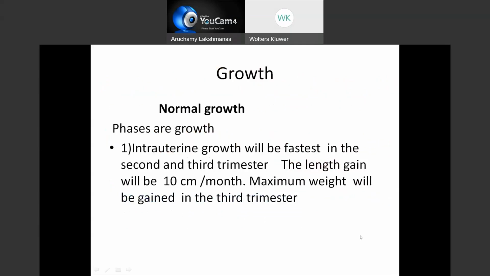In normal growth, there are various phases. Intrauterine growth will be fastest in the second and third trimester. In the first trimester, there is only multiplication of cells. From the 2 cell stage, they will become millions of cells. In the second trimester, the cells will increase in size as well as number. In the third trimester, there will be an increase in the size of the cells. Almost all the cells will have developed by then.